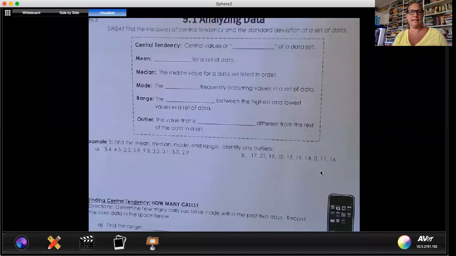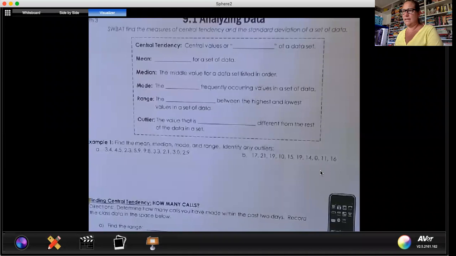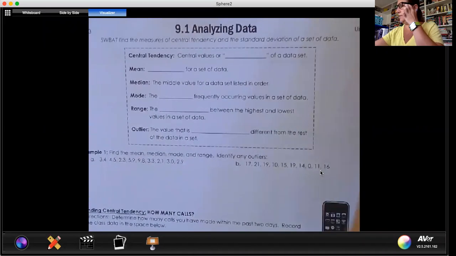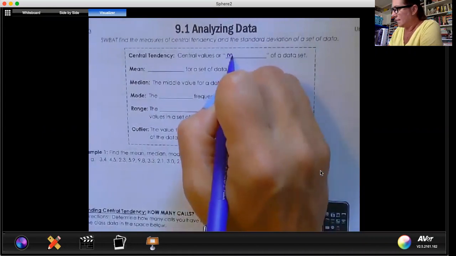Hey guys, today we're going to start our chapter on statistics. We are going to start by analyzing data. And as you see here at the top, we have a couple of definitions that we want to fill in. Central tendency: central values, or middle of the data set.